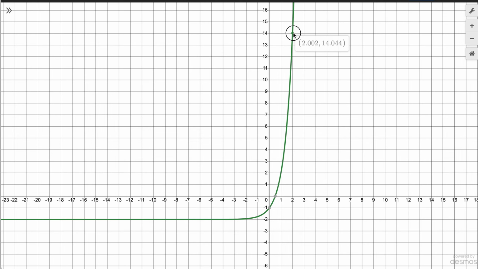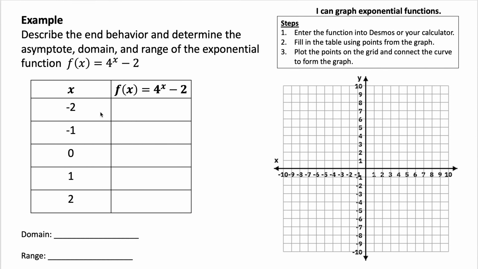So at 2, it is 14, okay? So let's now graph the function using these values. So I have -2, -1.938, and then I have -1, -1.75, 0, -1, and then 1, 2, and 2, 14. Okay, so let's go ahead and plot these points on our grid.